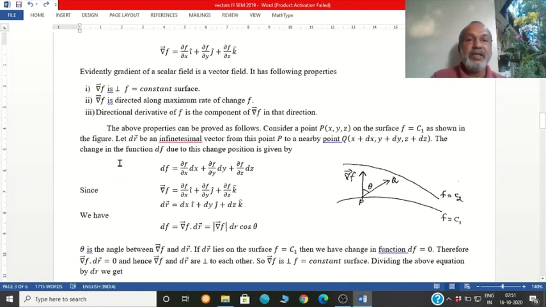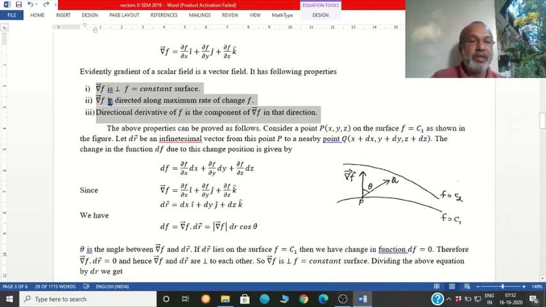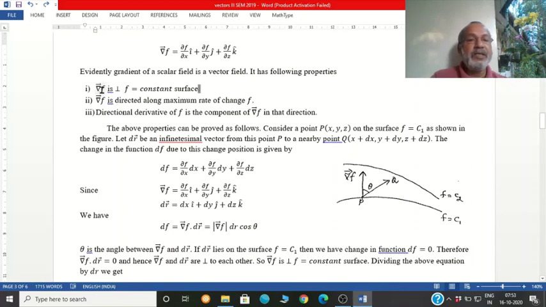Now I will consider three very interesting properties of this del f. These things are extensively used in physics because they contain many physical information about the function f. The first property is that the del f will be perpendicular to f equal to constant surface. For example, in physics, this f can be pressure. Pressure can be defined at every point in space and it has no direction. So pressure is a scalar field.